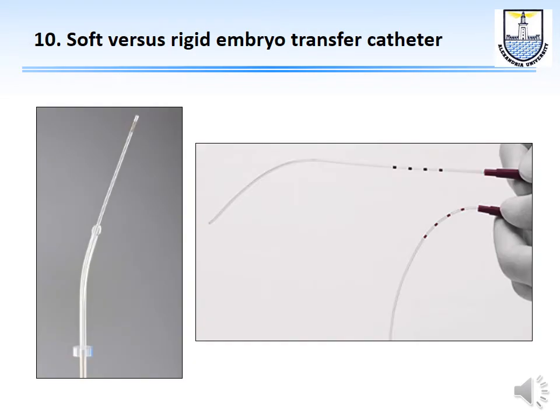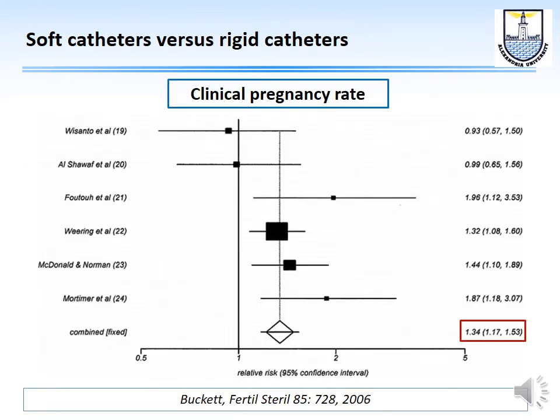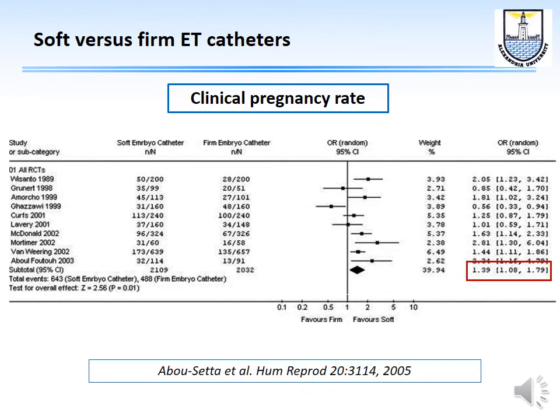Okay, so the next factor is the soft versus the rigid catheter. Is it better to use a soft catheter? Well, William Bucket did this study and meta-analysis, and he found that yes, when you use a soft catheter, you get a better result, a better clinical pregnancy rate. And another study by Abu Sata, another meta-analysis, showed the same result. Yes, when you use a soft catheter, you have better results.